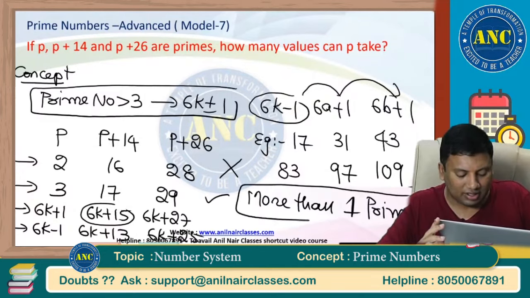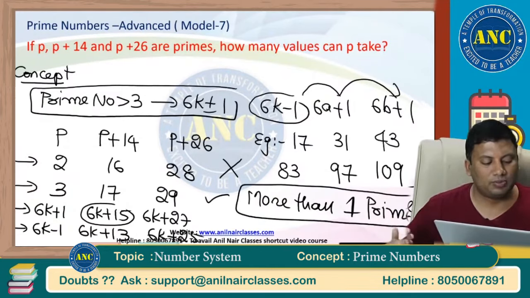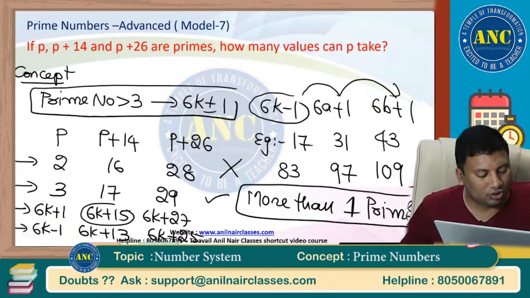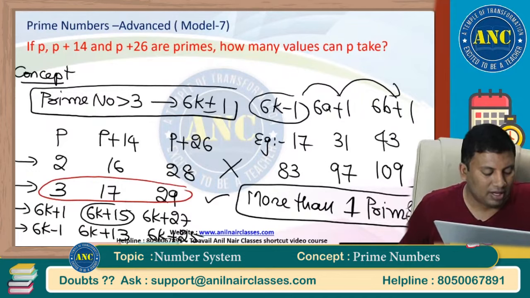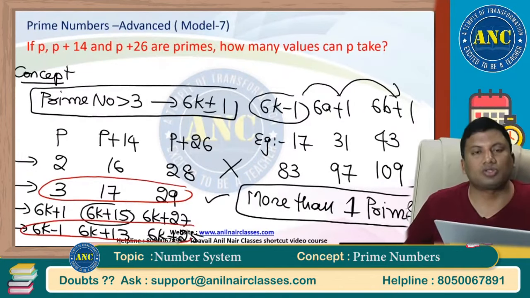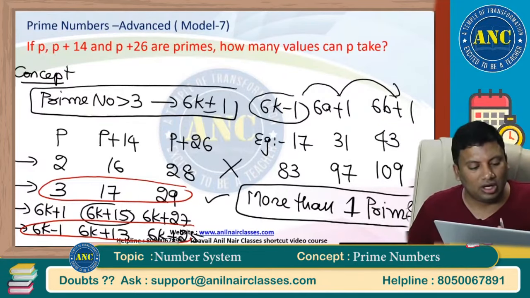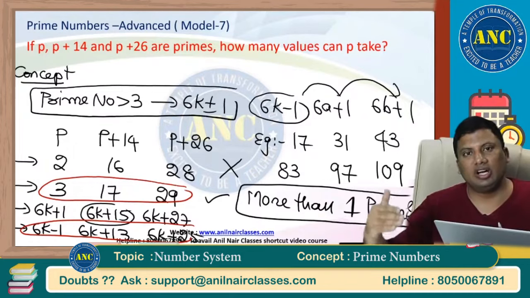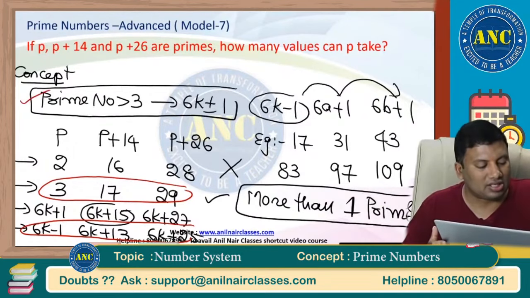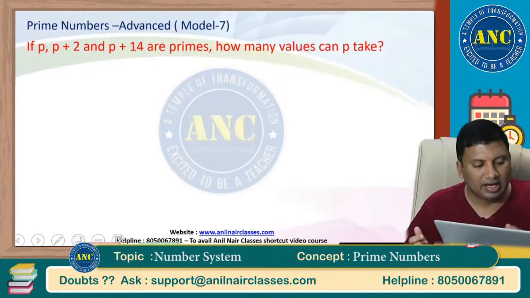Model number 7. More than one prime number is possible. Not only p equivalent to 3, there exist some other prime numbers of the form 6k minus 1 which will also satisfy. There could be 2 numbers, 3 numbers, 4 numbers, and so on. There is no limit for p. So 2 digits, 3 digits, 4 digits, and the process continues. I hope the idea is clear.